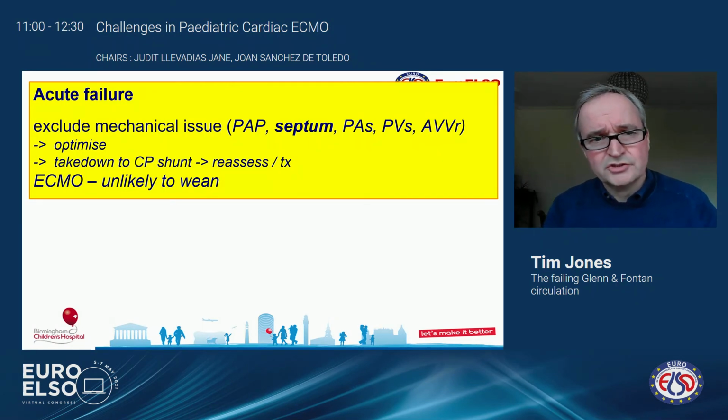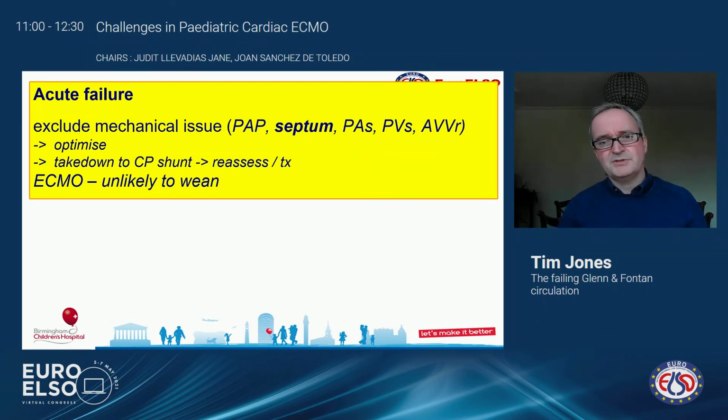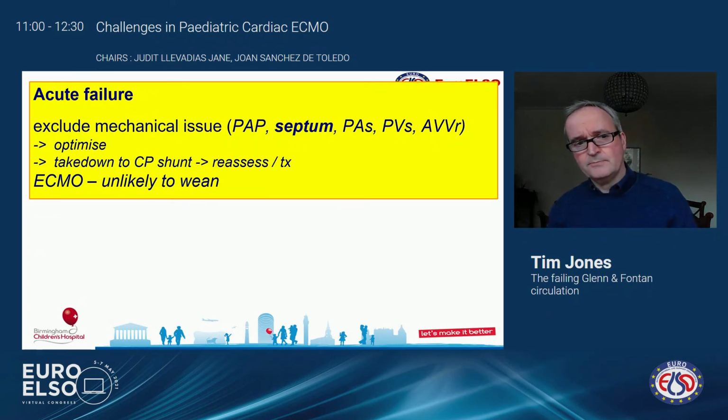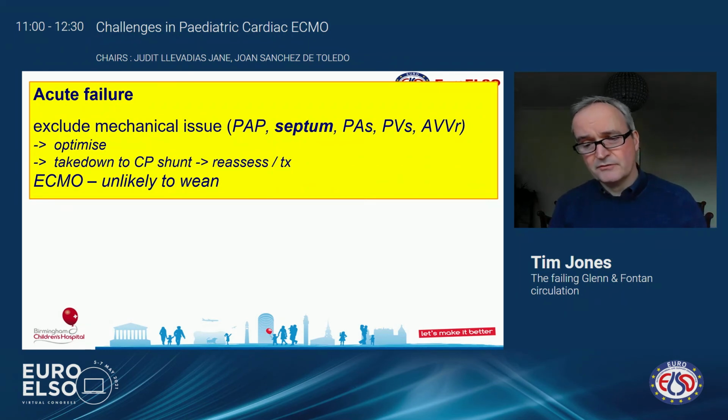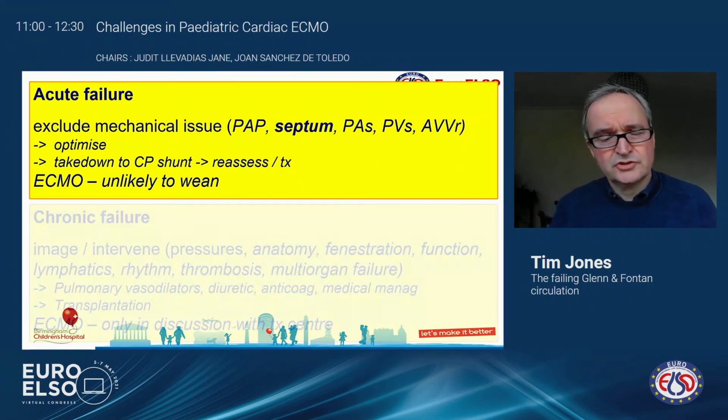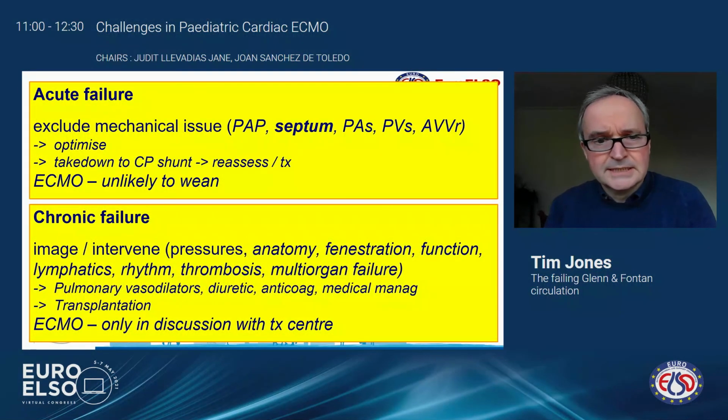Optimize the pulmonary vasculature with vasodilators, but if it doesn't work, you're going to have to take down to the CP shunt and then reassess. The problem if you go on to ECMO is a surgical takedown on ECMO to a CP shunt. You're then left with all the problems of a CP shunt, having undergone 2 repeat operations, high pulmonary artery pressure, you're unlikely to come off. And I'll suggest an alternative to surgical takedown as my final slide.